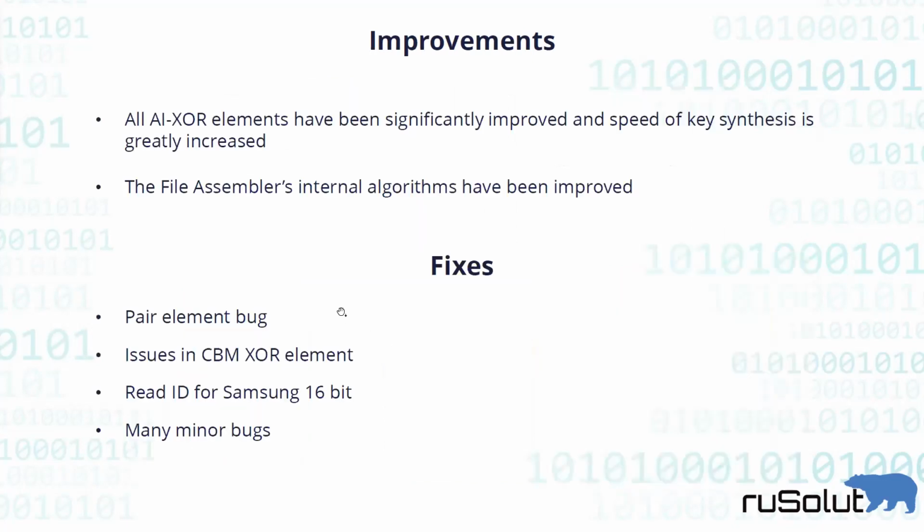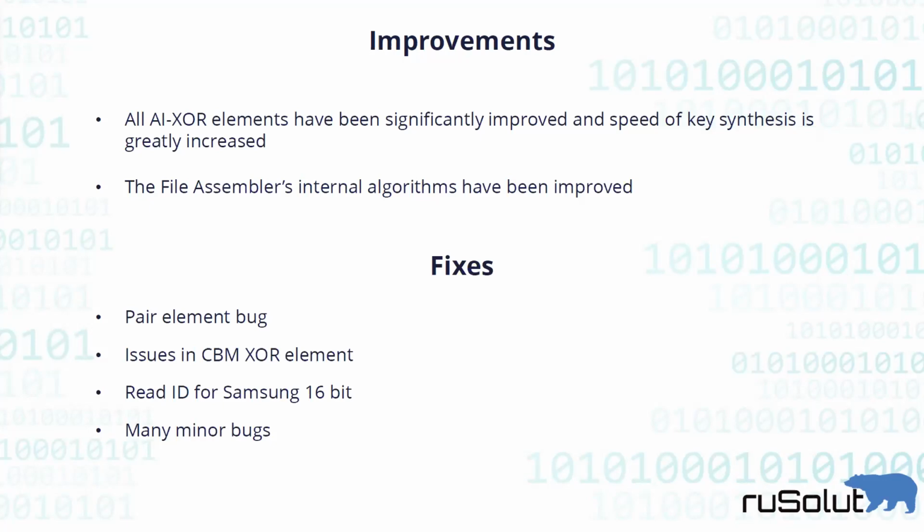And next, as usual, we made improvements. We fixed some issues inside the VNR, and these minor improvements are the following. First of all, we increased the speed of AI-XOR elements. So now, in case you will be using a Silicon Motion XOR key, which uses XOR synthesis, this synthesis will be significantly faster. And for all the elements which are using this XOR synthesis, the speed has been increased.